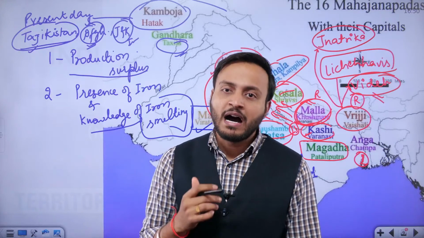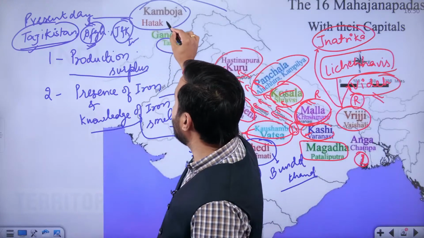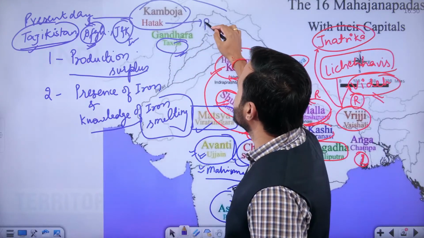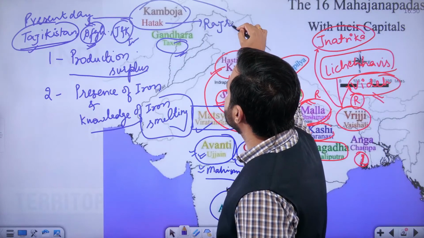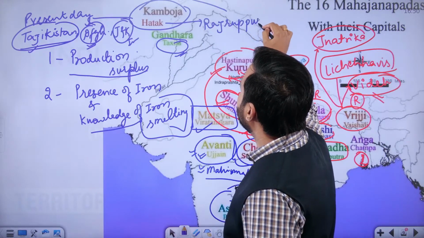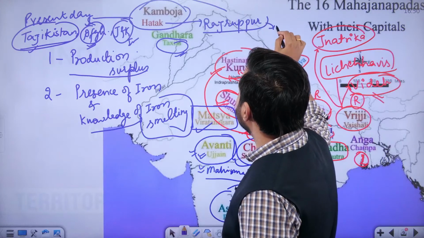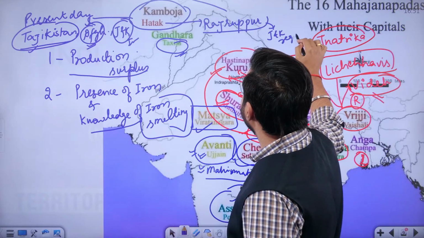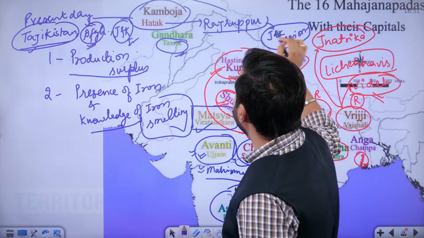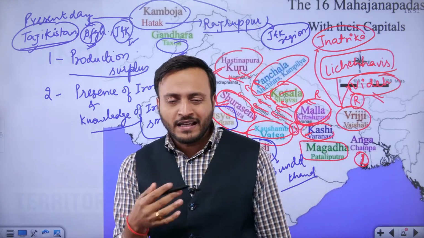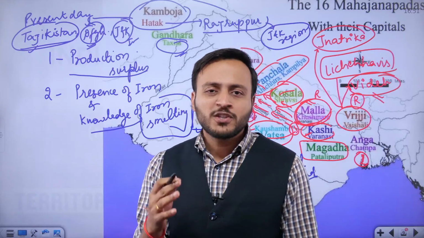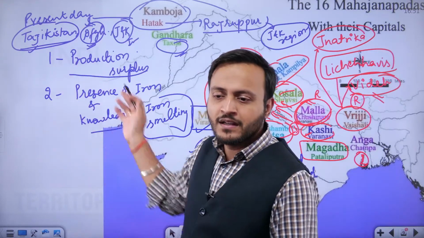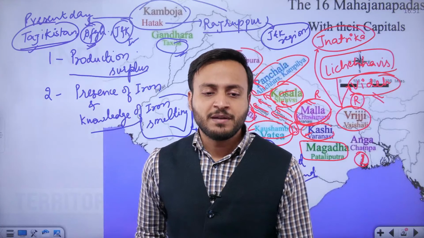However, the capital Hatak, also called Rajrupur, was located southward, that means in the J&K region, okay, which clearly indicates that the area was much more similar to the other Mahajanpadas of the contemporary period.